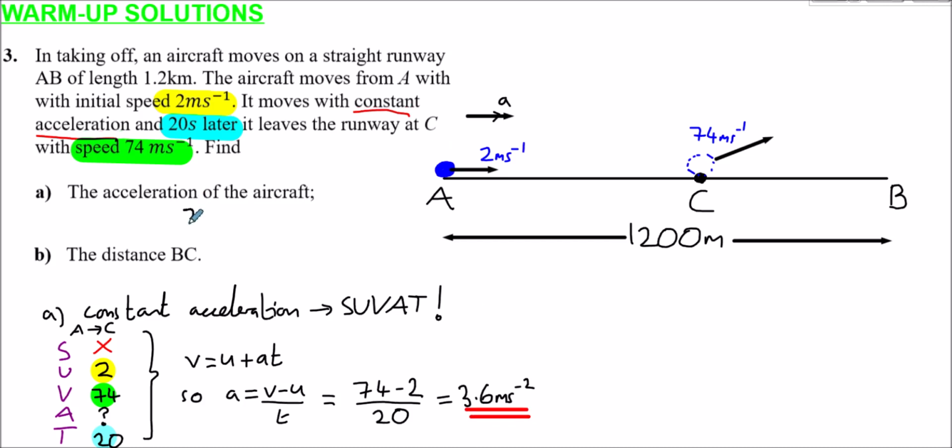So I can put this in for part A. Now part B, it says the distance BC. So I'm just going to give myself a little more space here. Just going to section this off. Distance from B to C.